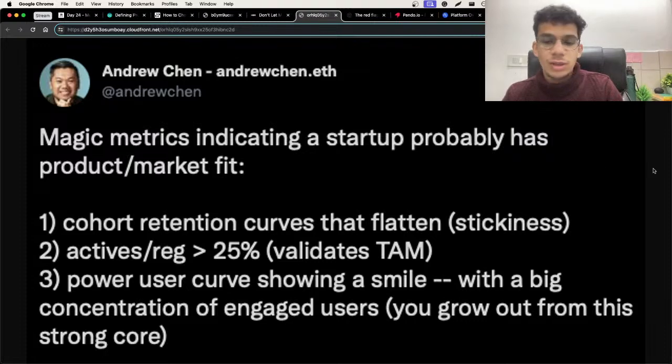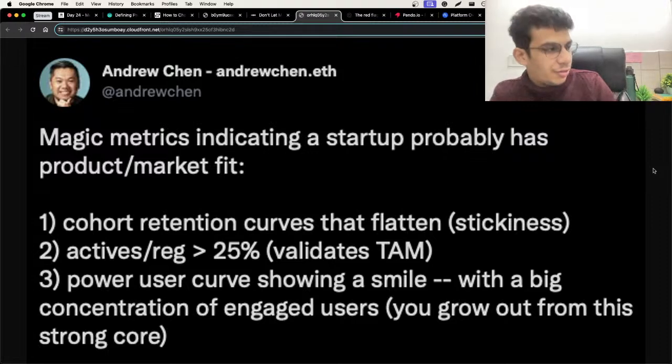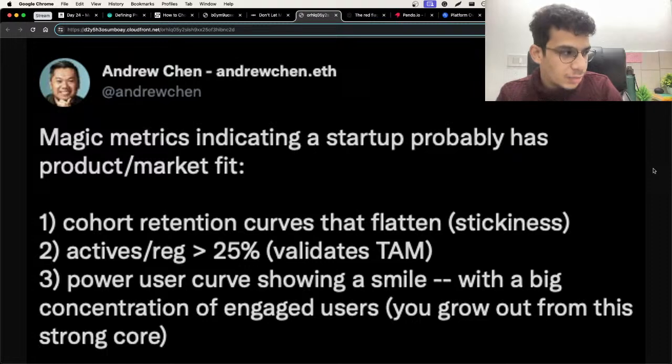And when it comes to startups and organizations in general, to understand product market fit, which we've talked about in one of our previous sprints, and understand how MVPs are built to achieve PMF for your product, right? For that, you can look at retention curves, you can look at the power user curve, and the active versus registered users, and how that needs to be over 25%, which helps validate the total addressable market that your organization and the product is trying to target and achieve, right?